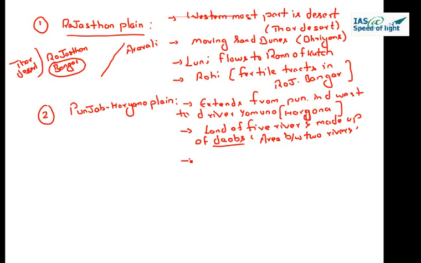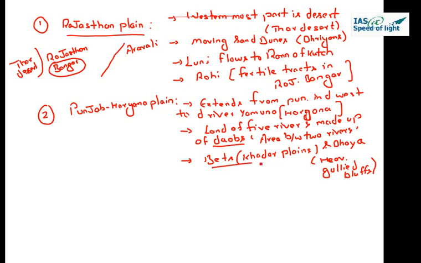Now here some local names you can remember. Bets are the Khadar plains. And Dhaiya, these are the heavily gullied bluffs. So Bets are the Khadar plains and Dhaiya are the heavily gullied bluffs, so heavily eroded plains. So this was about the Punjab Haryana plain.